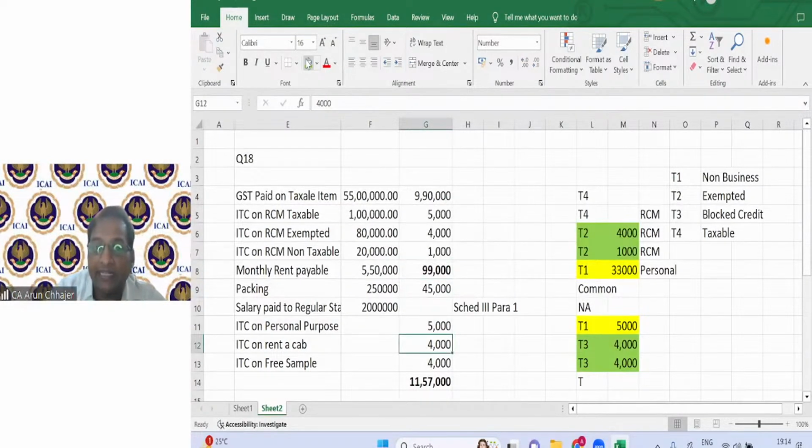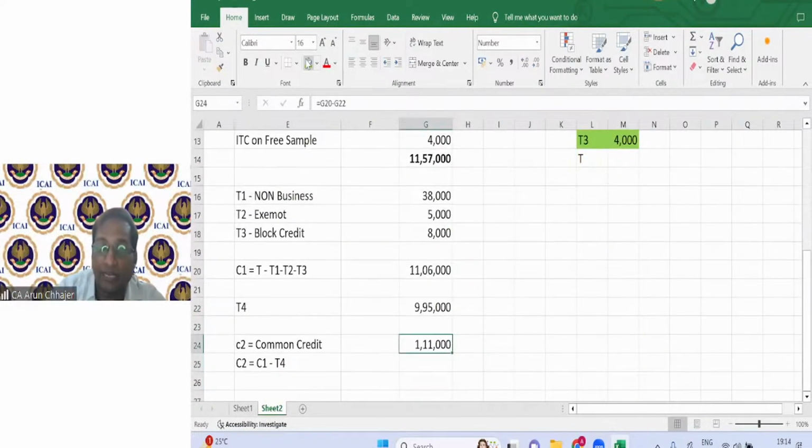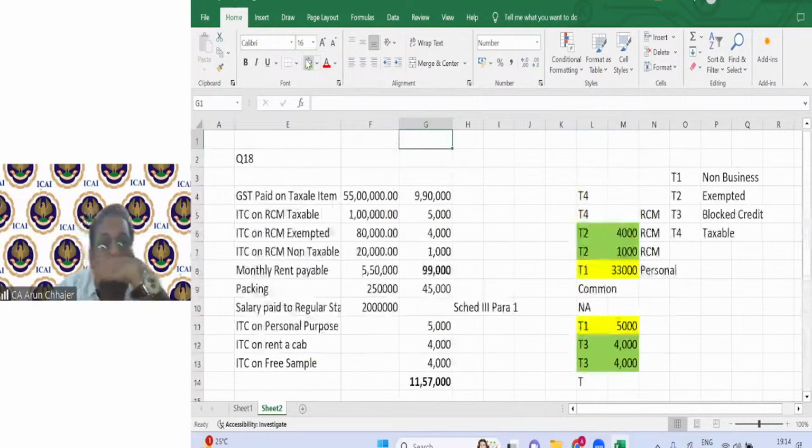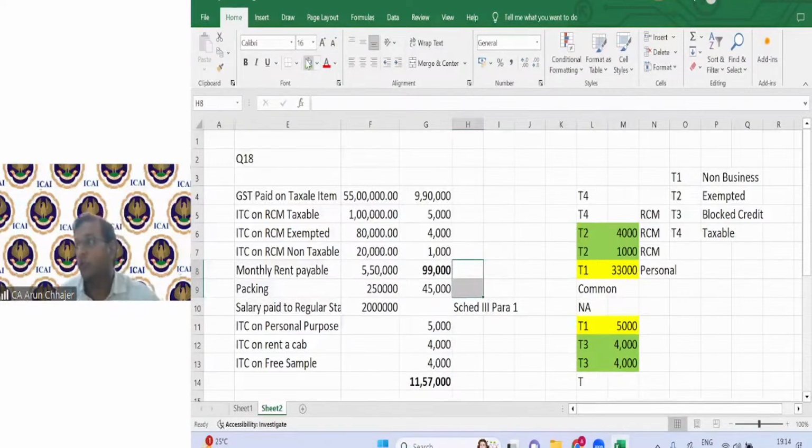That is why, how much did our common credit come to? How much is the common credit? 111. So what will be in 111? 66 this, and 45. Make it total, it is 111. So you can directly calculate in another way.